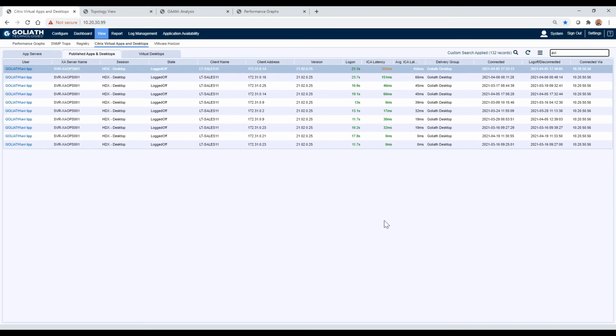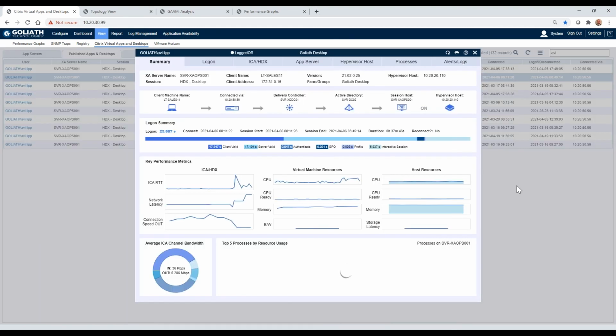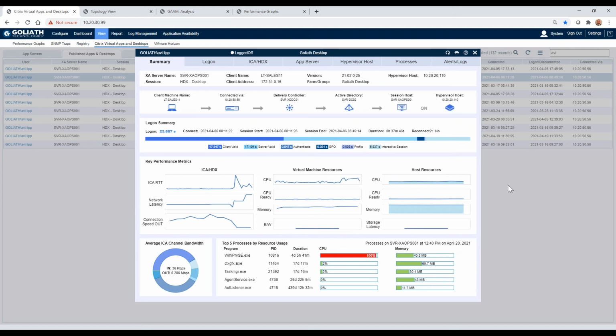Then, when you're ready to investigate as to what could be causing the poor performance, you just click on the user, and what will populate is a screen that has all the high-level key data points that went into this user's Citrix session. At the top, you'll notice that you have information such as the client endpoint machine, the client IP address, the receiver version that's on the endpoint. You have a mini topology view here that is going to show you all of the components that contributed to this user's Citrix session in a single view.